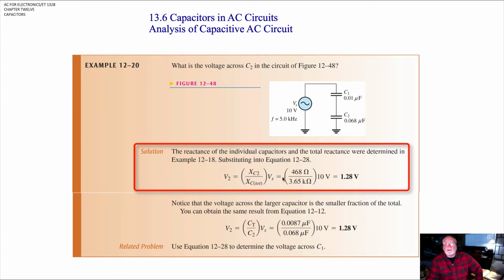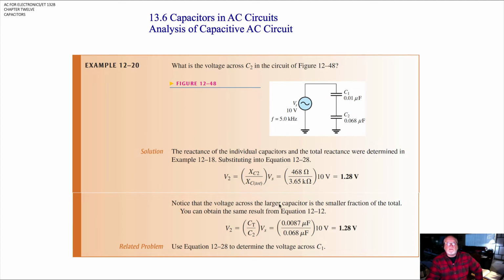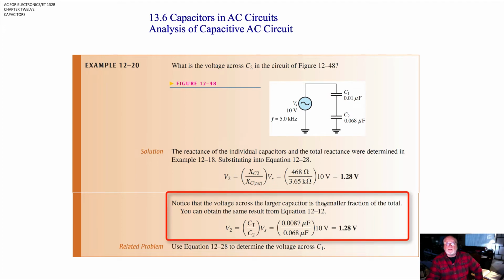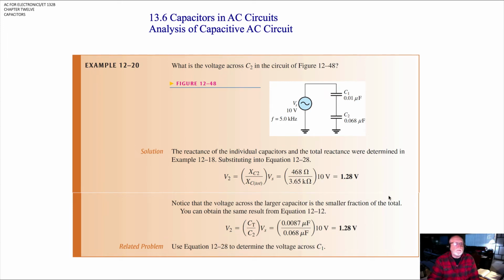That was our previous example. So when we run this through the voltage divider formula, times 10 volts, because that's the source voltage, we get 1.28 volts. Notice that the voltage across the larger capacitor is the smaller fraction of the total. You can obtain the same result from equation 12-12 previously. So we're using the capacitor values instead of the reactance values here to calculate the same value.